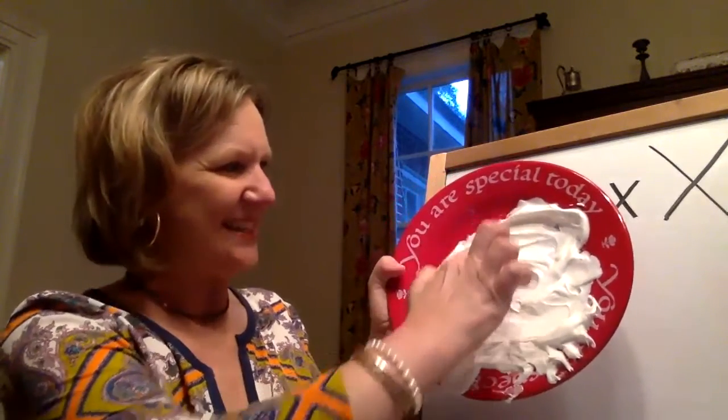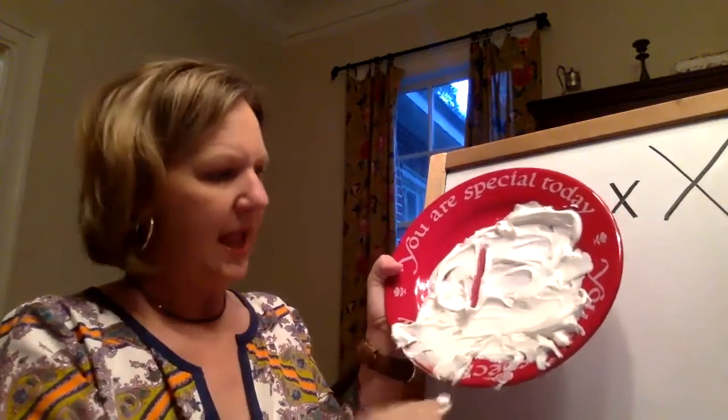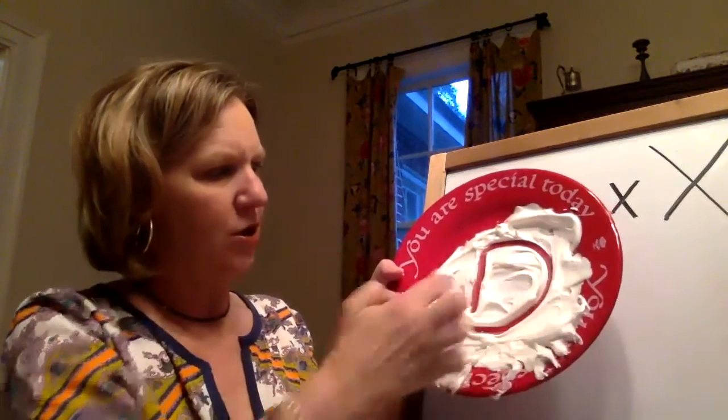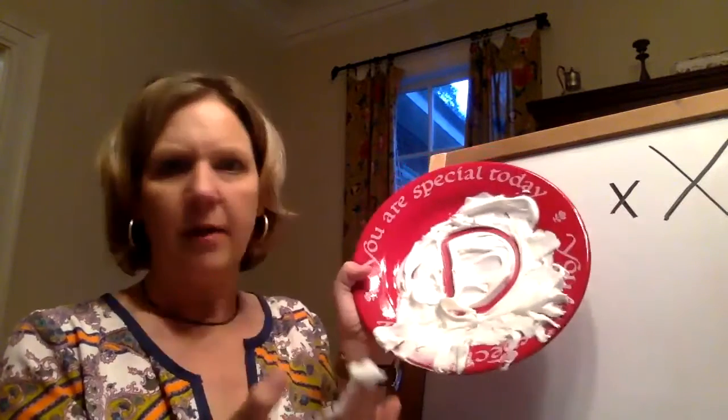But let's make the letter that we hear at the beginning of the word dinosaur. What letter is that? D. So I'm going to make a big line and then a big curve to make my letter D. So this is easy. You can do the same thing.